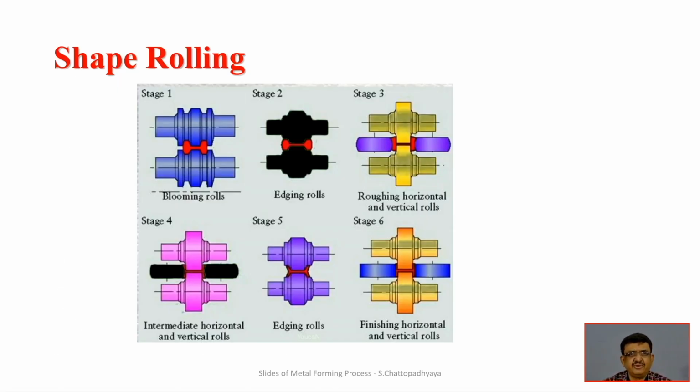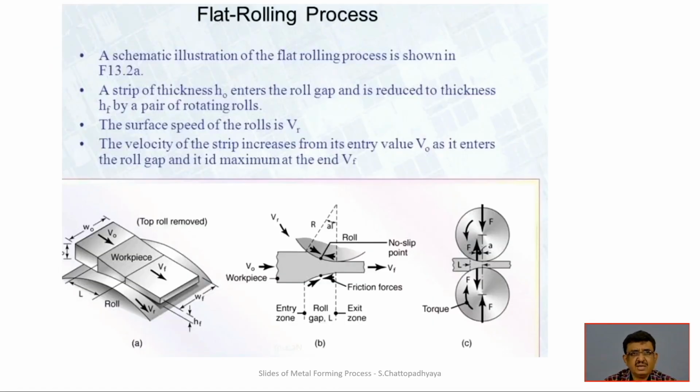This is the different kind of shape rolling activity. We can generate all those rails, edgings and other parts of it, the roughing, horizontal, vertical rolls, some kind of intermediate horizontal rolls, edging of those rolls, finishing all those things, and sometimes a very near net shape manufacturing or net shape manufacturing process is also possible by these kind of shape rolling activity with the different configurations of those rolls. We can see some of the flat rolling processes.